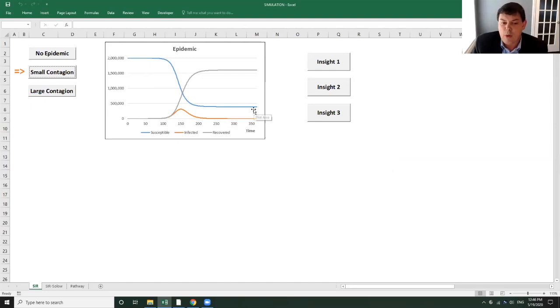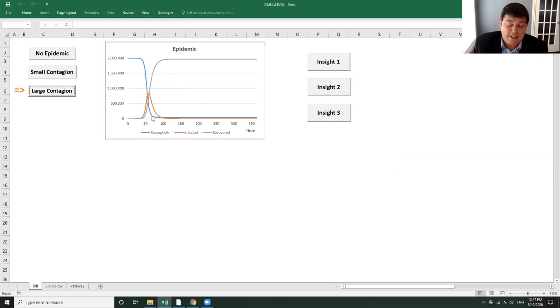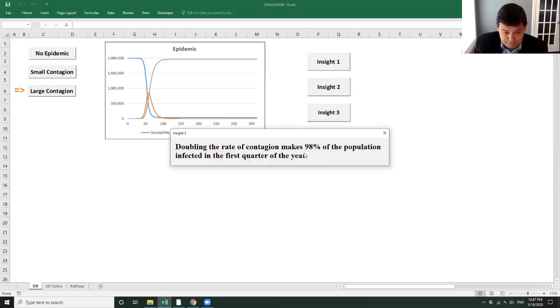This is what to expect is going to happen in many countries, right? Not everyone is going to get infected with the COVID-19 virus. In this simulation, about 20% of the population is not infected when I have a small contagion rate. But when I double the contagion rate, everyone's going to get infected. In fact, so fast by just doubling the contagion rate that everyone is infected in the first quarter of the year. 98% is infected in the first quarter of the year.